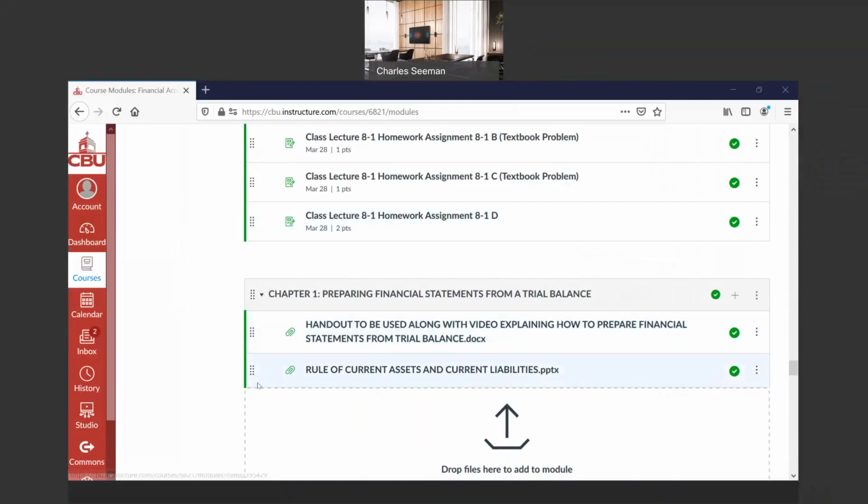There's also a PowerPoint slide presentation that tells you the rules of current assets and current liabilities. You are going to have to memorize this. So open that up and look at it first when we get to the statement of cash flows. You can either download it now and open it up, or you can stop the video when we get to the statement of cash flows and read it. So it's right on the webpage, and this video will also be right here.